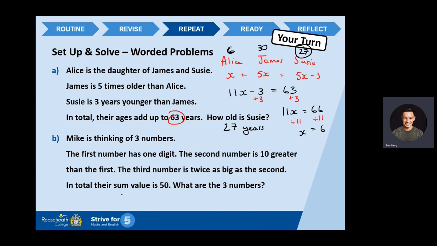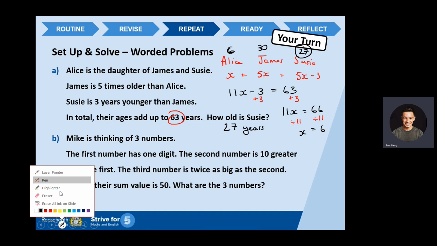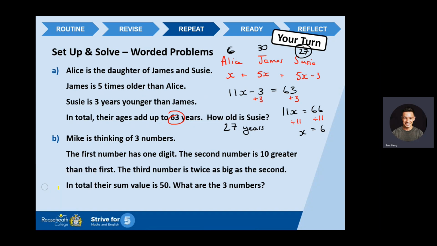Once again, do a check, add up those 3 numbers. If they add up to 63, Alice is your daughter, James and Susie are your mum and dad. Boom, excellent, good stuff. Okay, I'll highlight that there so it stands out nice and clearly.